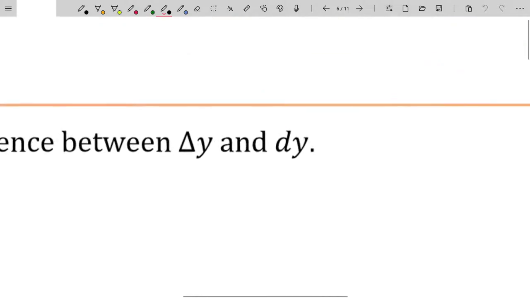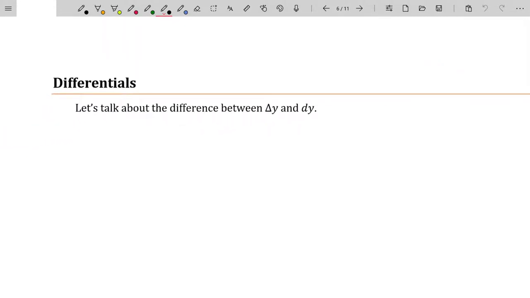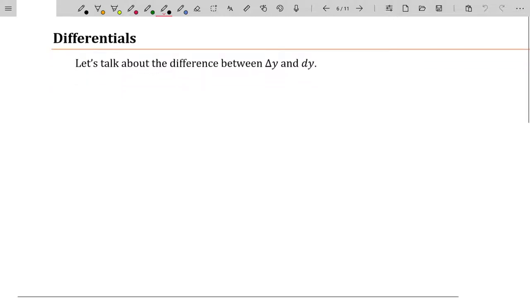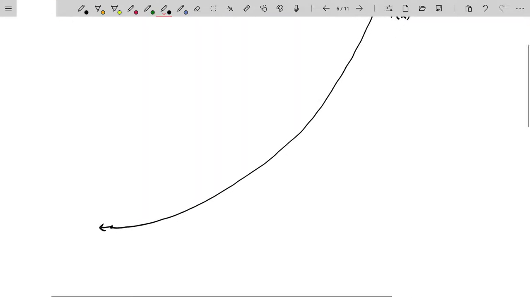What are they? Well, let's spend a moment really talking about what they are. We'll define them after this, but let's spend a moment really investigating what a differential truthfully is. Let's suppose we were given a function, and this function is just f. So that's f of x, the function.